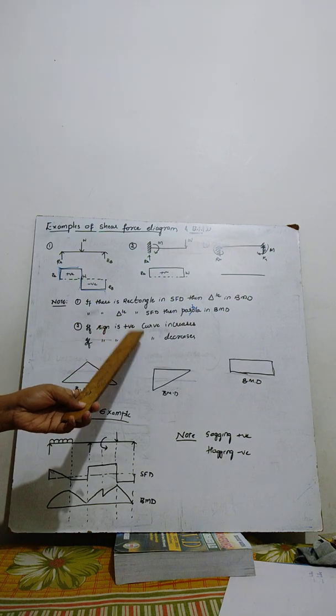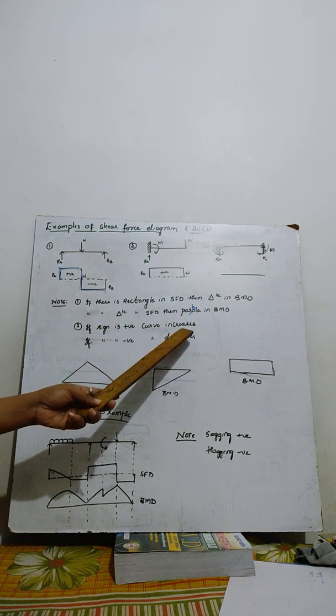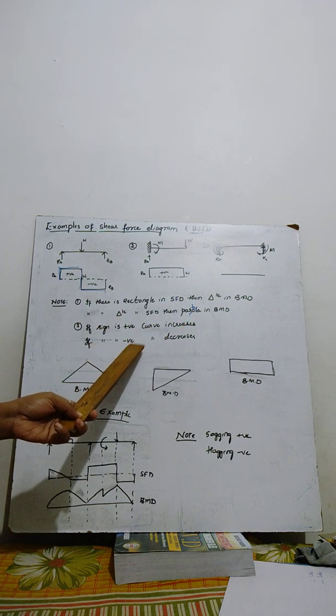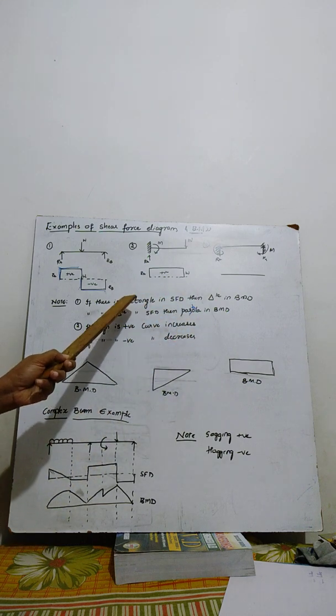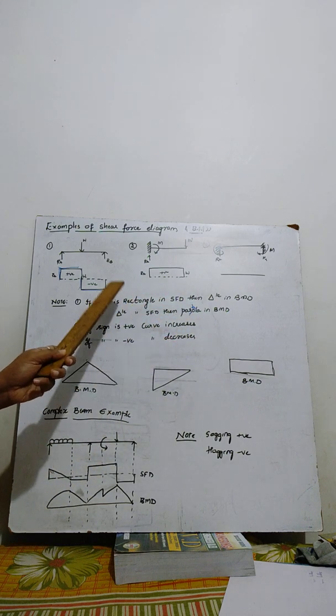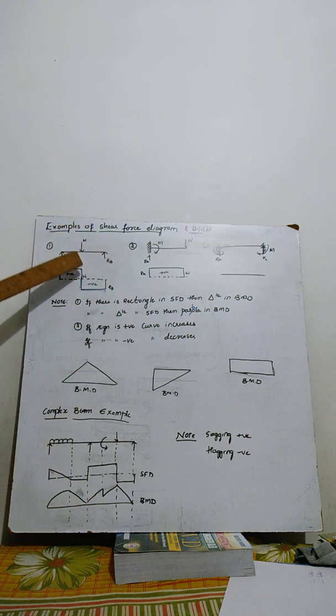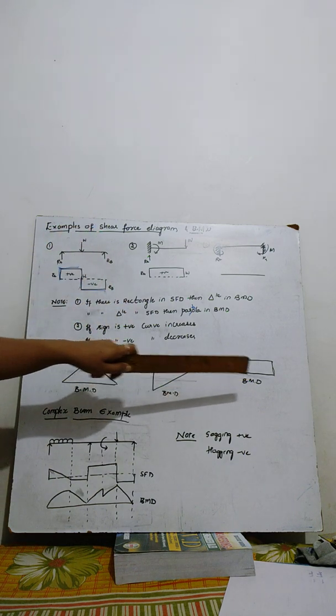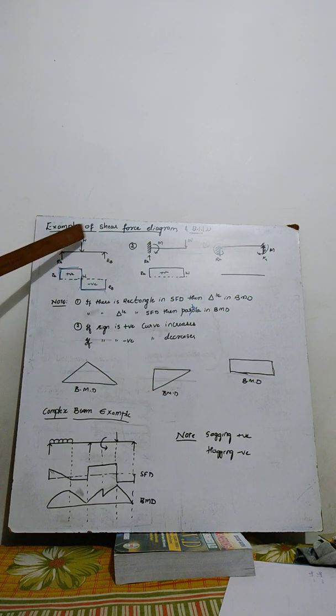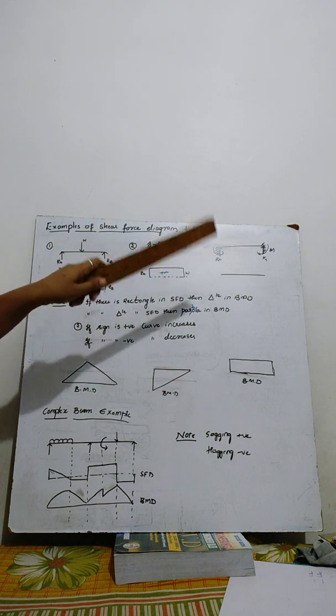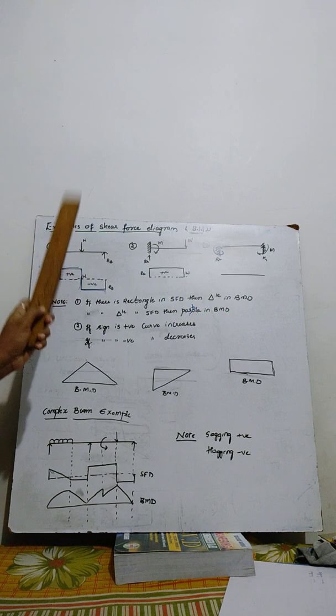If the sign is positive, the curve is increasing. If the sign is negative, the curve is decreasing. So these are the note points. You need to remember these points so that it becomes easier to identify the particular bending moment diagram from the shear force diagram. Okay, let us see the first example.